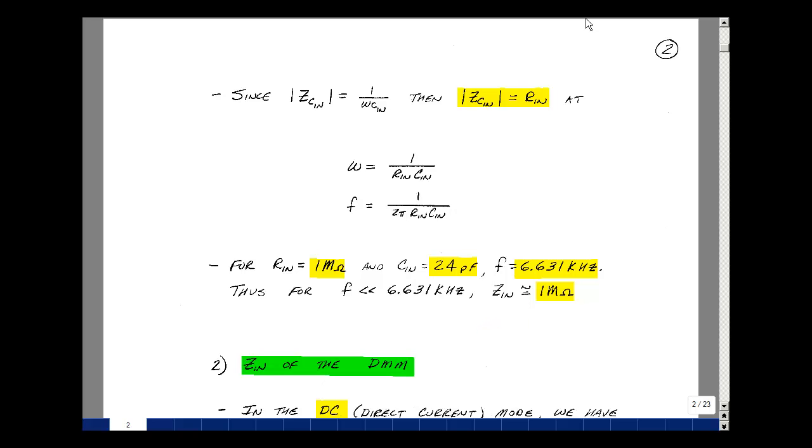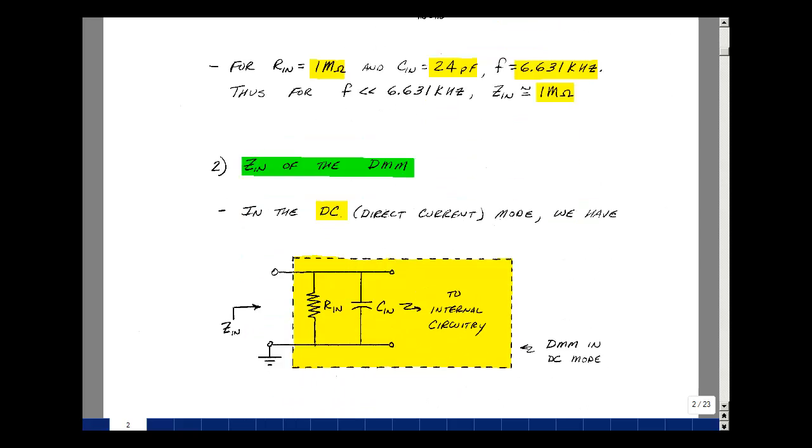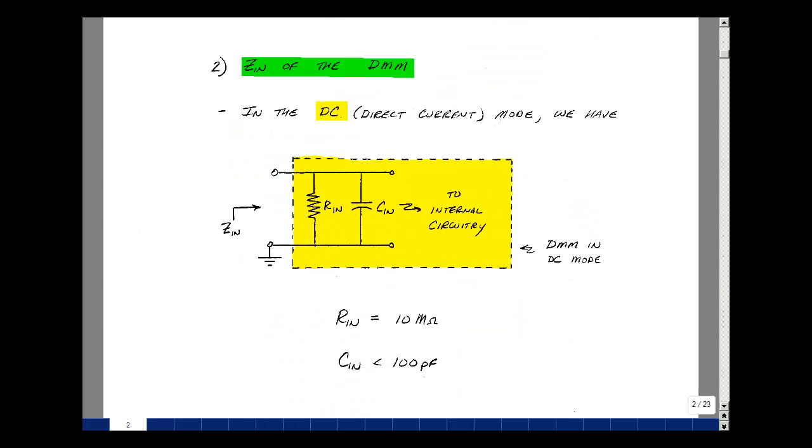Now, what's the input impedance of our digital multimeter? The input impedance of our digital multimeter also depends on what mode it's hooked up in. There's a DC mode and AC mode. In the DC mode, usually referred to as direct current, we have the following equivalent circuit. Again, similar to our oscilloscope. But now Rin is much, much larger. It's about 10 million ohms. And the capacitance in the manual says it's less than 100 picofarads. I measured around 30 picofarads using an LCR meter. So here too, we've got an effective impedance that's changing with frequency, but it is a larger impedance, and so we can have less of a loading effect.